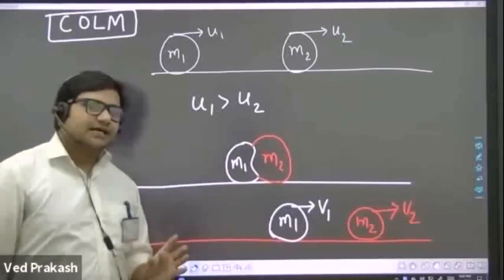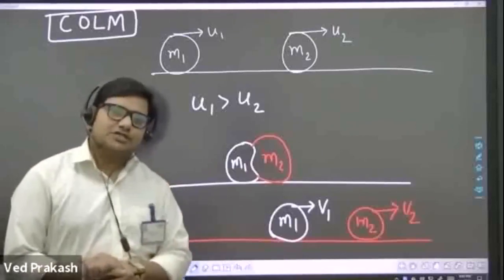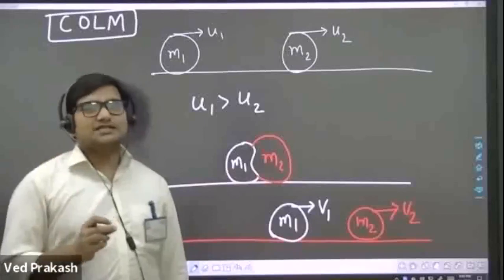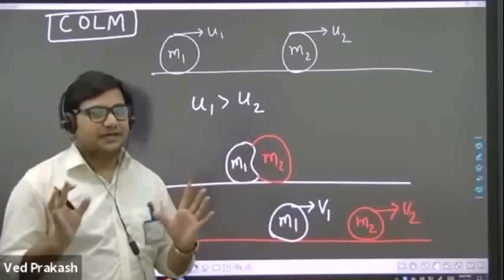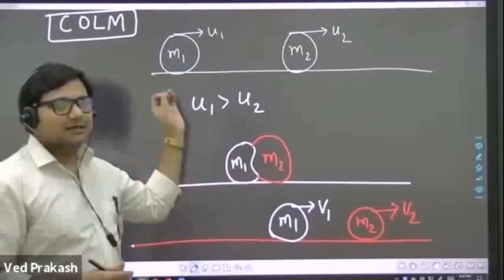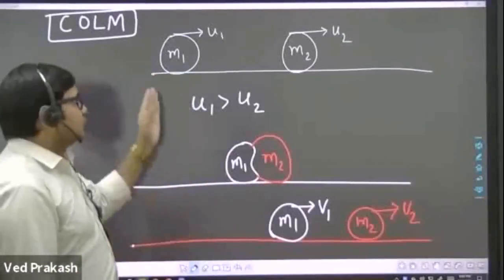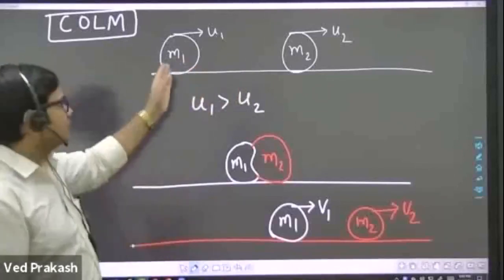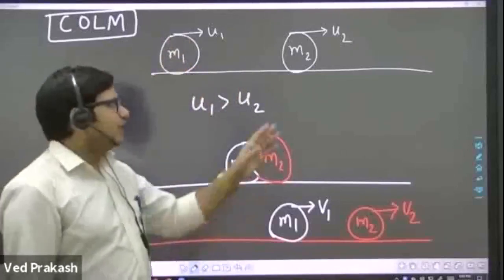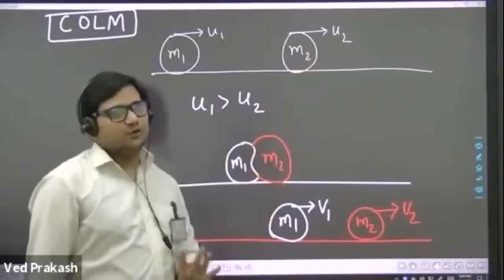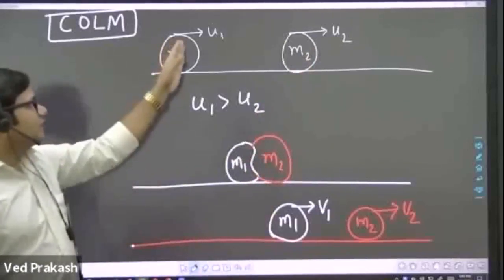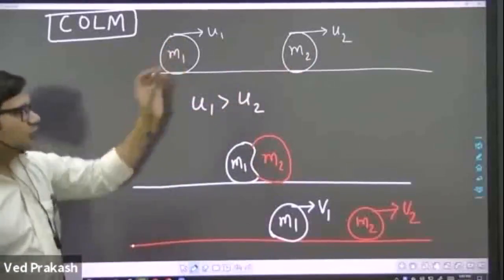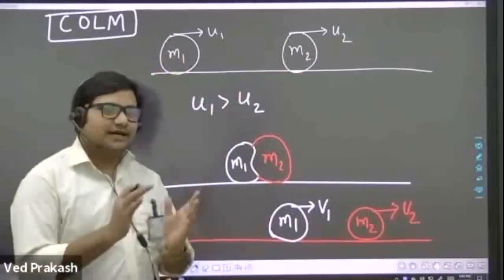It states that if no unbalanced external forces are acting on a system, then the total linear momentum of that system will be conserved, right? So here we will understand it with the help of this example. Suppose two objects are moving with velocities u1 and u2. m1 is moving with velocity u1 and m2 is moving with velocity u2. Since the velocity of m1 is greater than the velocity of m2, these two objects will definitely collide after some time.